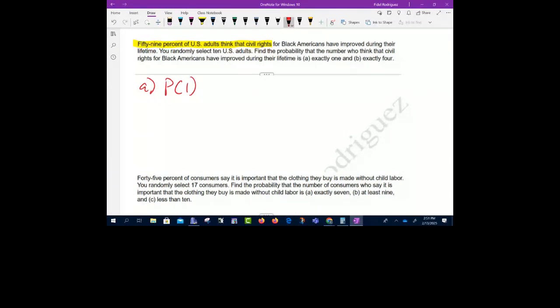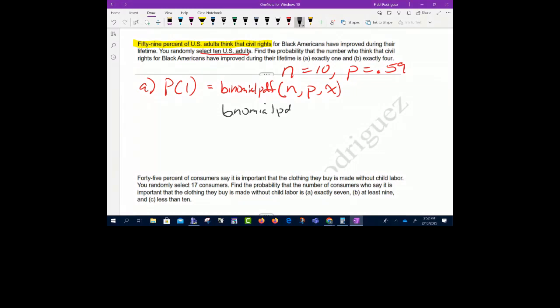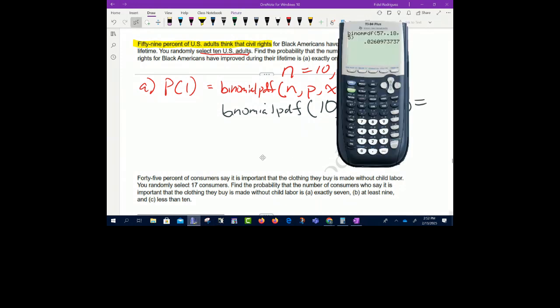We're going to do a couple of things here, y'all. We randomly select 10 adults. So my N is going to be 10. The probability of people thinking that civil rights have improved is 0.59. Okay. So remember, y'all, we're going to go binomial PDF, N, P, and X. So I'm going to go binomial PDF with 10, my probability being 0.59, and getting exactly 1 person.